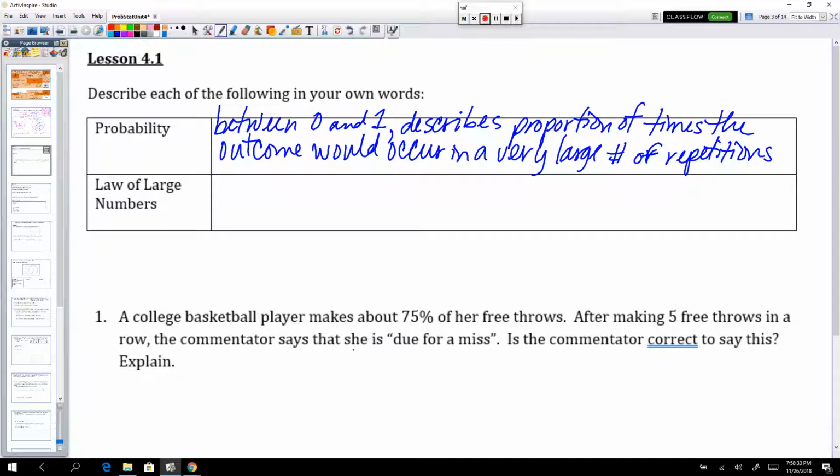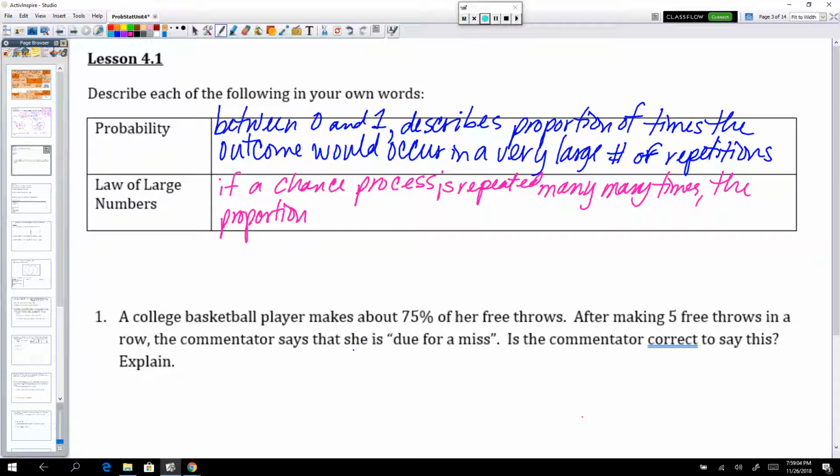Okay. So the law of large numbers says if a chance process, and this could be flipping a coin, rolling a die, picking a card, shooting a basketball, if a chance process is repeated many, many times, the proportion of times a specific outcome occurs approaches its probability.